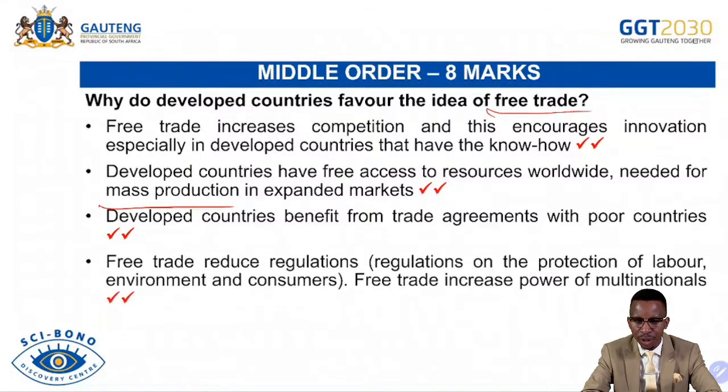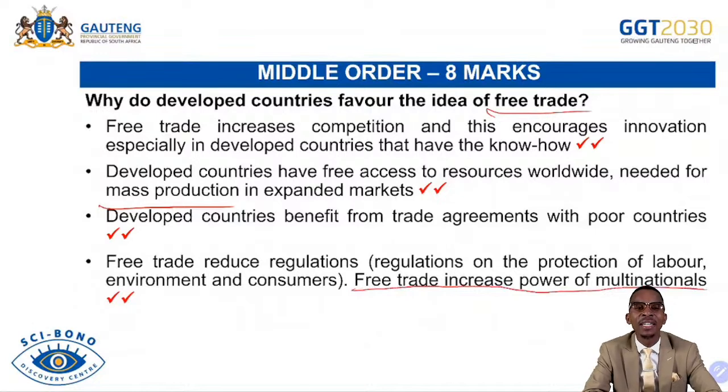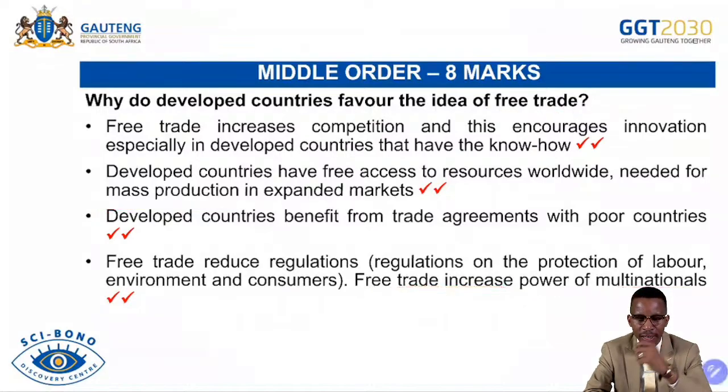Free trade reduces regulation on the production of labor, environment, and the consumers. Free trade increases the power of multinationals. So if there is free trade, the multinational industries will be dominant because their strength will be well gained and will be used due to the fact that they produce at economies of scale, they produce at the lowest possible cost per unit, in large quantity, and sell at a lower cost, which will always favor them in that case more than developing countries.